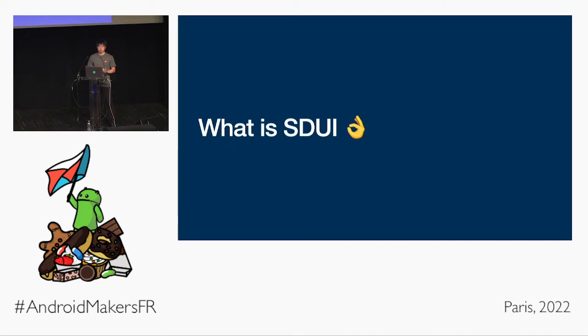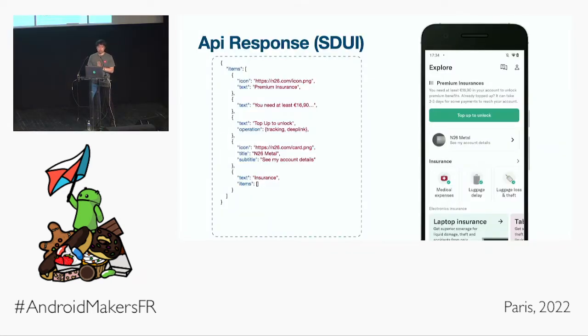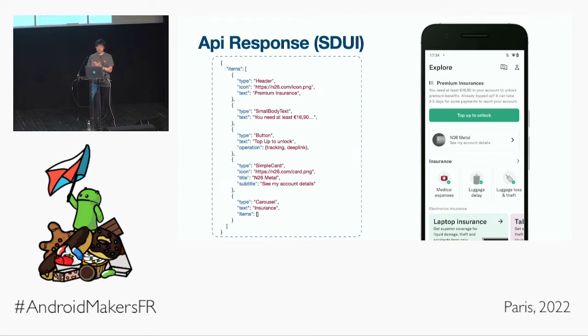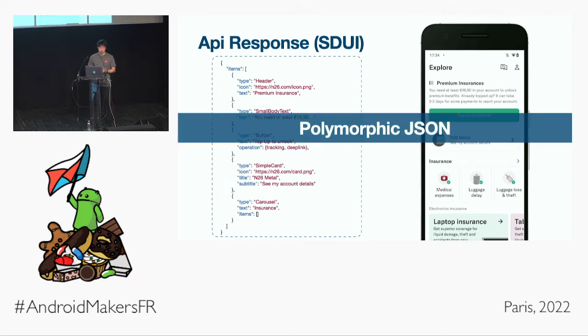So now, what is server-driven UI? It's something similar, but there is a slight difference that I want to explain. So, for instance, here is what a server-driven UI looks like. As you can see, we have a list of items. And how do we identify the component? The component is not about the context, like insurance. It's the UI component. For instance, for the first one, we have the header. We have the small body text. We won't say, oh, this is an insurance. No, it's just a header. It's small body text, button, simple card, and carousel. So what we have here is a polymorphic JSON that, based on the type, you can parse to a UI component in the front end.